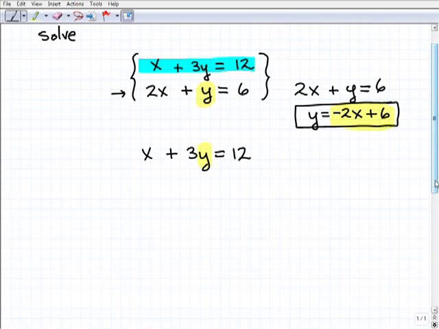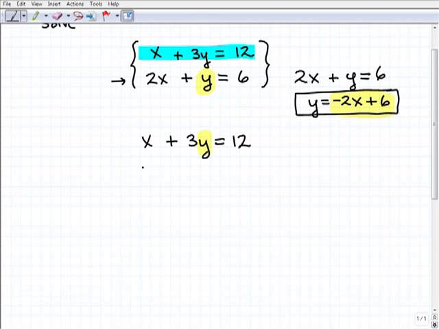Okay, this is the substitution method in action. So I'm going to write this x plus 3. Now, not 3 times y, but it's going to be 3 times, and you always use parentheses, and you're going to put this stuff right there, okay? Because remember, y is equal to negative 2x plus 6, okay? They're equivalent. A negative 2x plus 6 is the same thing as y, and vice versa. So instead of 3 times y, I'm going to put in that negative 2x plus 6. Okay, and that's going to be equal to 12.